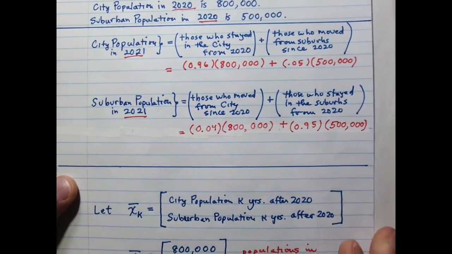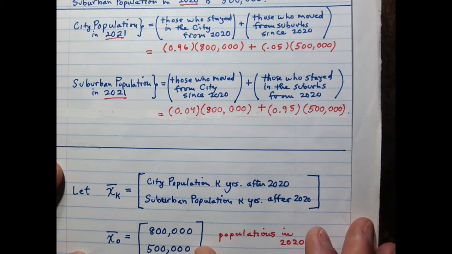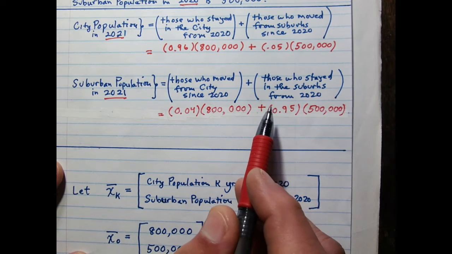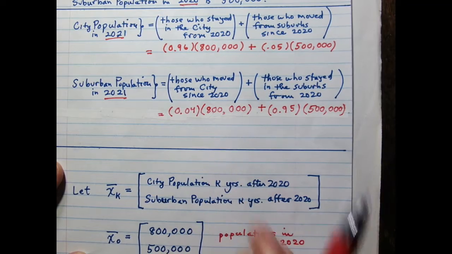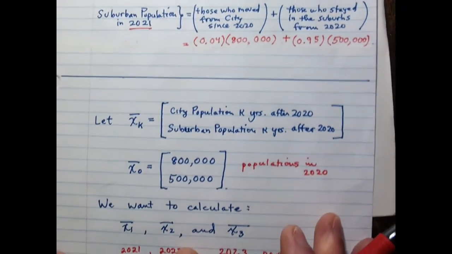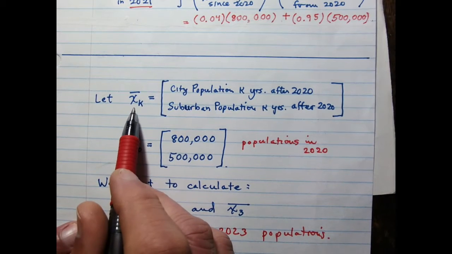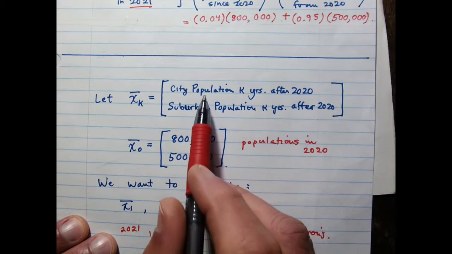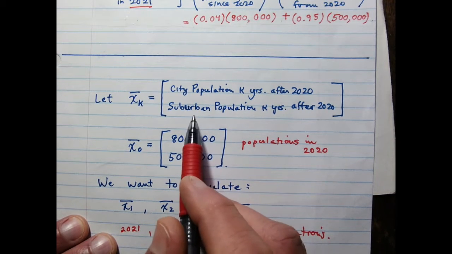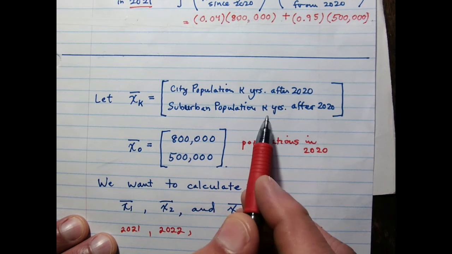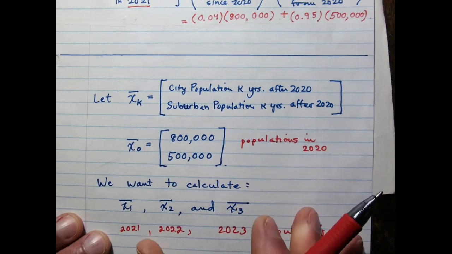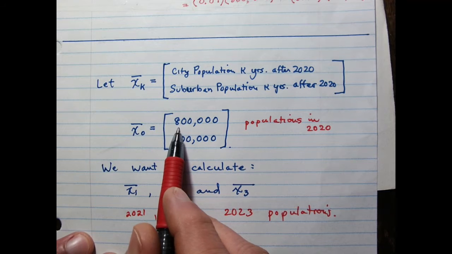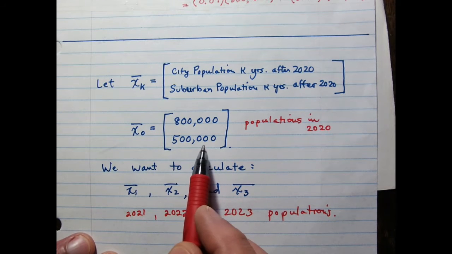So that's nothing too profound there, right? But the way these numbers are arranged, matrices and vectors give us a nice way of organizing this information. Now, watch what we can do. We're going to call x sub k a vector quantity. It's going to be a 2-entry column vector: city population k years after 2020 over suburban population k years after 2020. So x0 is just our initial situation in populations in 2020. It's a column vector with entries 800,000, 500,000.